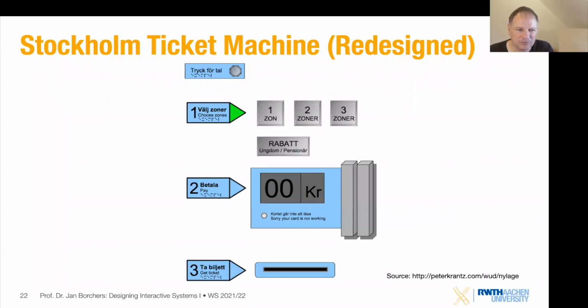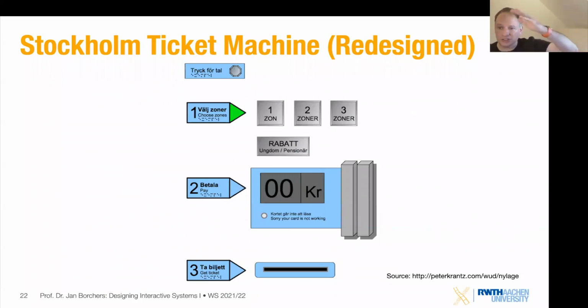So the first thing you do is you pick a zone, one, two, or three. And the second thing is then you pay. And then the third thing is you get your ticket, right? And you don't need to speak Swedish to understand this kind of machine, right? It's reasonably obvious, at least in what steps you would go through. And the button at the very top, by the way, says press this for speech, and it also has a braille rendering on it. All the buttons do, for people who are blind.